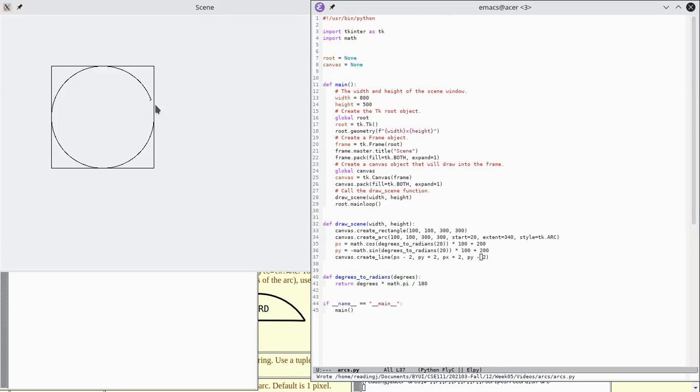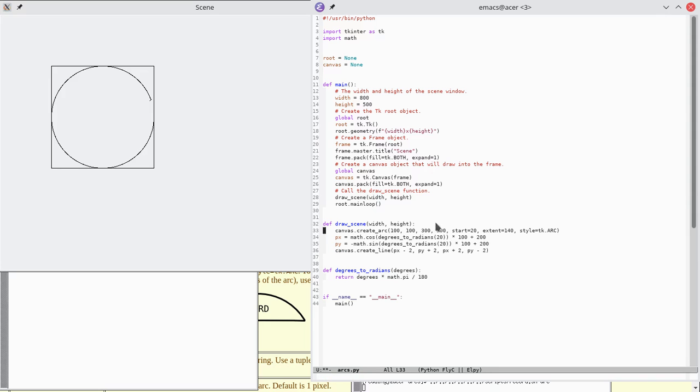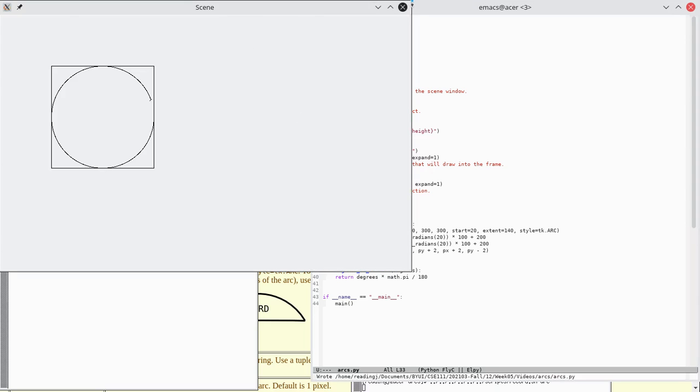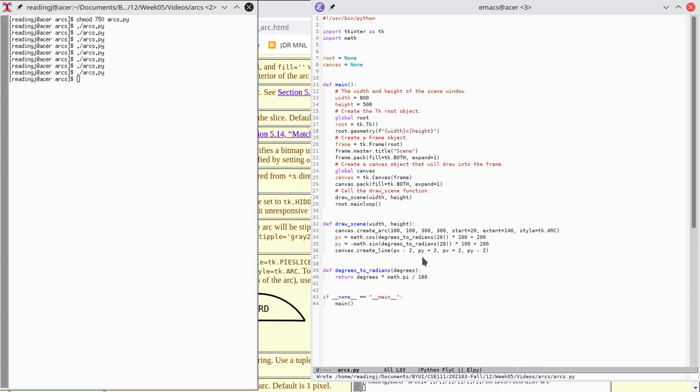And so if we were trying to draw another arc, let's take our extent back to 140, and we'll get rid of the rectangle for the moment. But this is going to give me just the arc now. Let's suppose I want to make another arc that's going to touch right there. Well, now I have to do a lot of math to figure out where that point is.